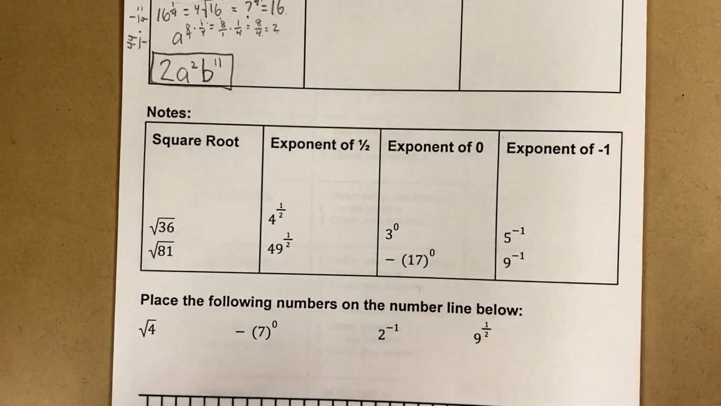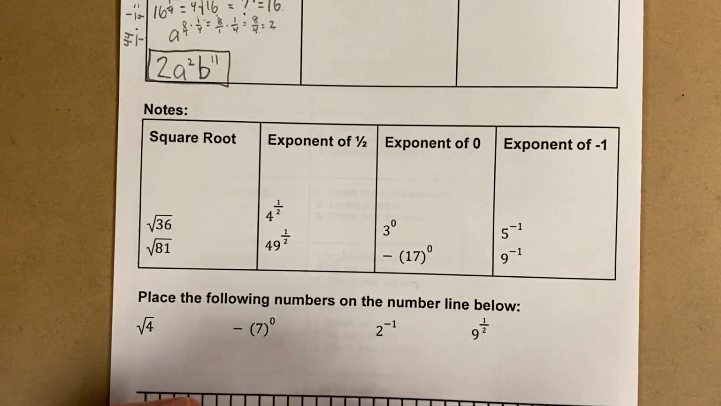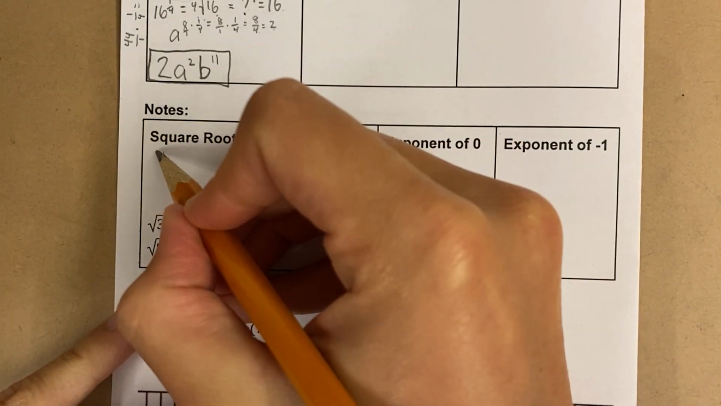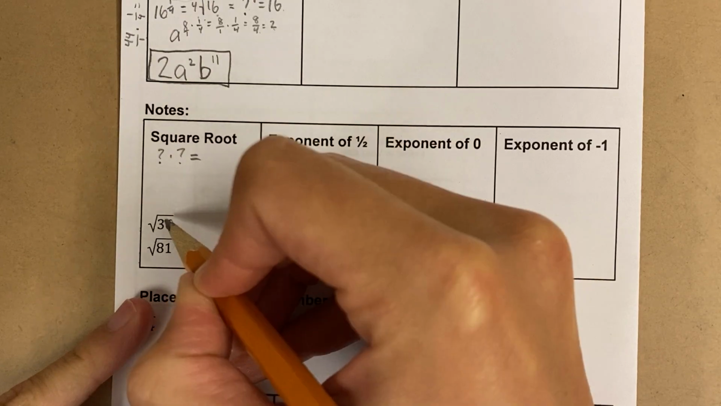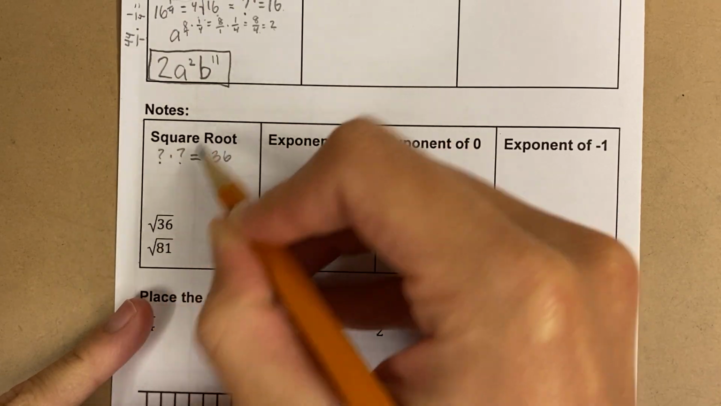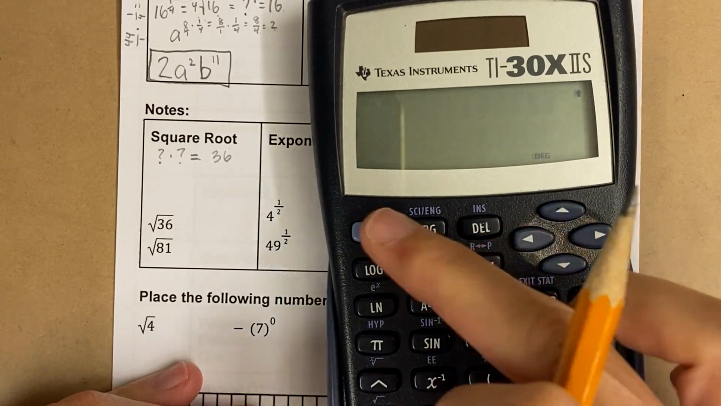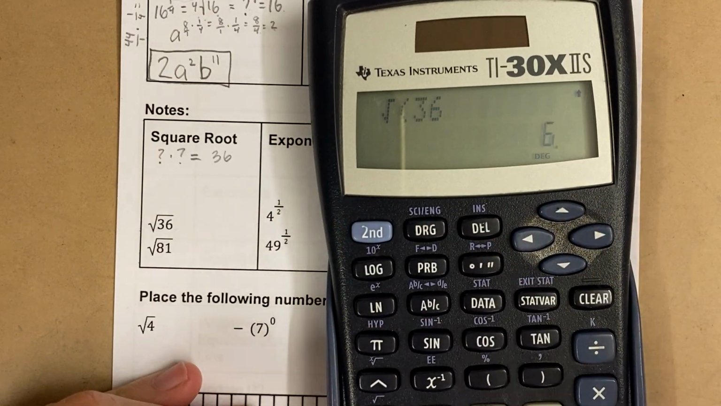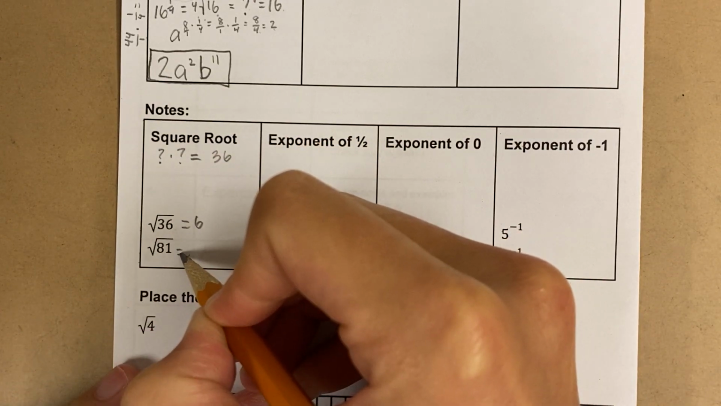Okay, this one. We didn't work on problems like this when we were first learning this. So some of this is going to feel a little bit new, but none of it is actually super new. Remember, square root means what number times itself equals, in this case, 36. You think, oh, 6 times 6 is 36. If absolutely necessary, you can use your calculator. Square root of 36 is 6. Square root of 81, that equals 9.